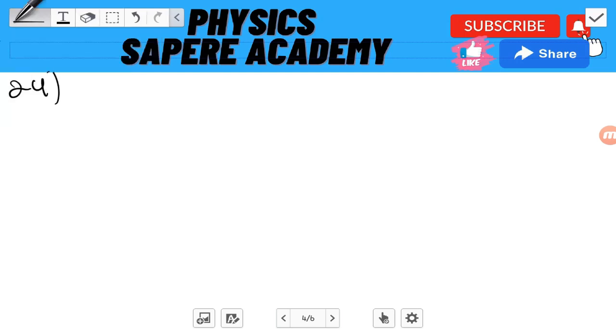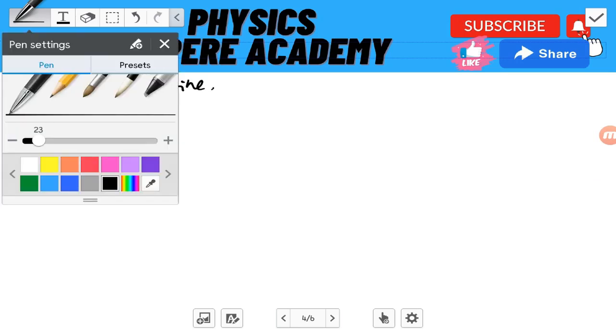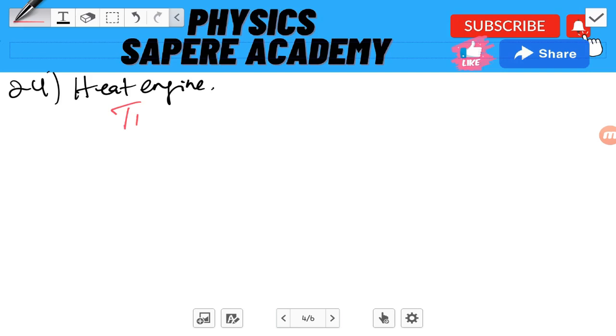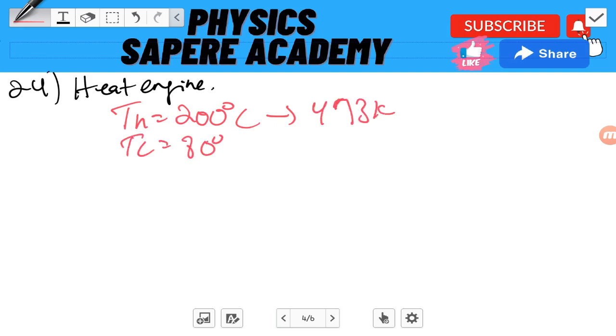About 24, it says that we have a heat engine operating between two temperature reservoirs. We have a very high temperature reservoir of 200 degrees Celsius, which in Kelvin is equal to 473 Kelvin, and a colder reservoir at 80 degrees Celsius, which in Kelvin is 353 Kelvin. Now it also says that this machine achieves 20% of the maximum possible efficiency.